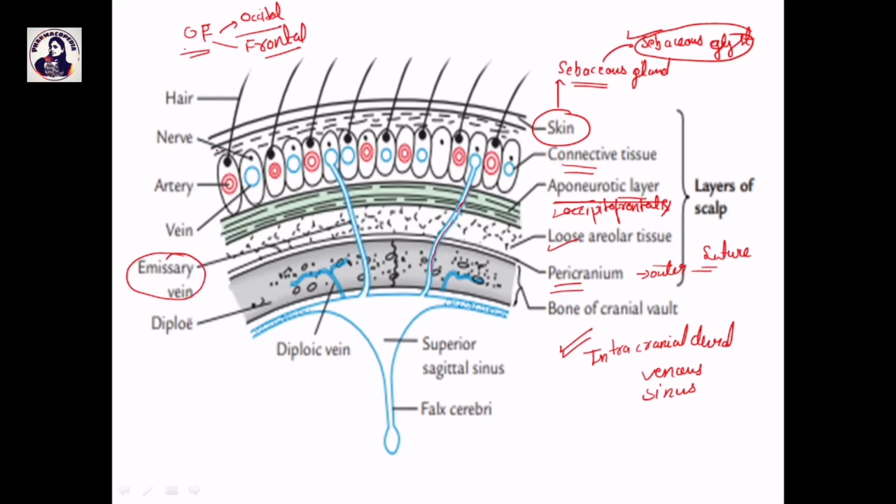So emissary vein is of two types. The first one is the parietal emissary vein, and the second one is the mastoid emissary vein. What does this parietal emissary vein do? It passes through the parietal foramen and communicates with the sagittal sinus. And this mastoid emissary vein passes through the mastoid foramen and communicates with the sigmoid sinus.